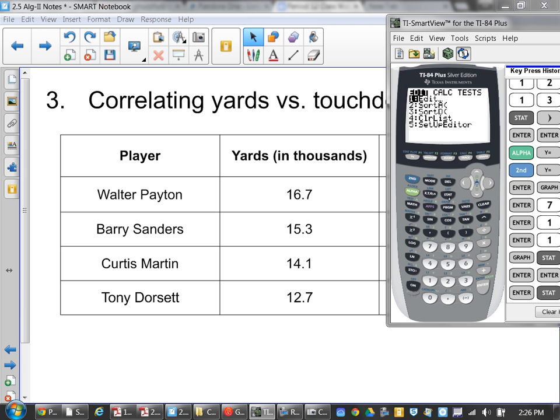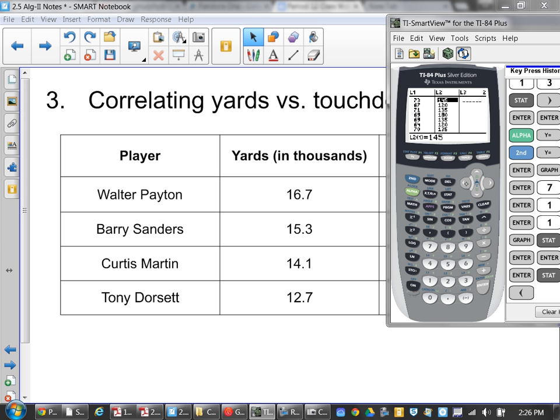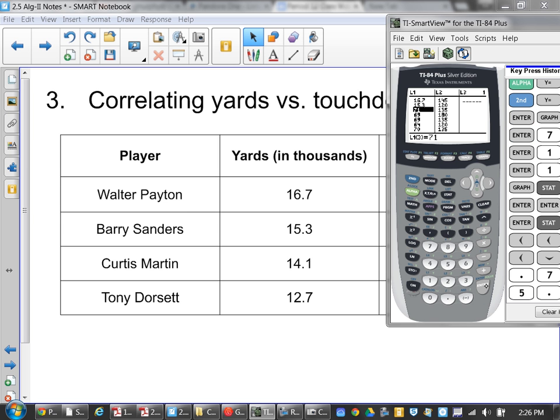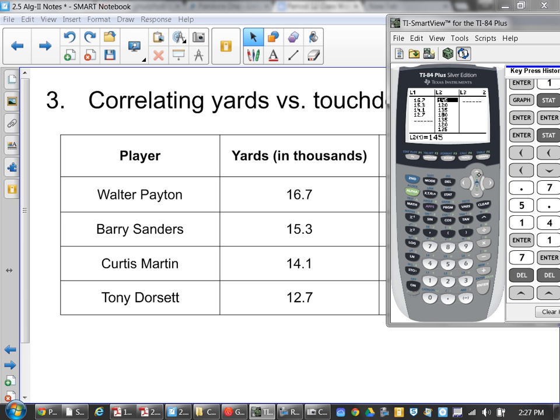Let's see. Stat, edit, list 1. 16, 17, 18, a lot of time writing. You start from the top and delete several times. Yeah. 16.7. 98.